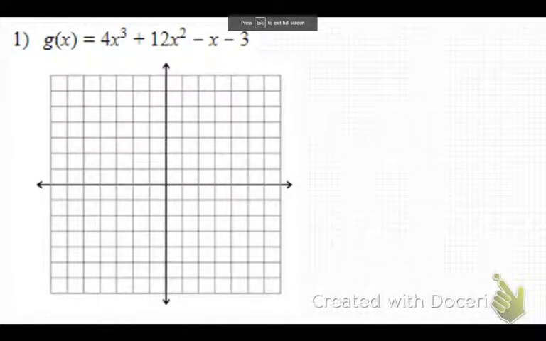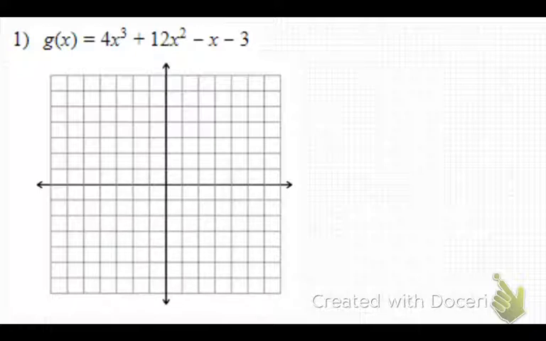Okay, so again, today I recommend that you get out your notebook or extra paper because there's probably not enough room to show all of our work. So for number 1, let's start with number 1.